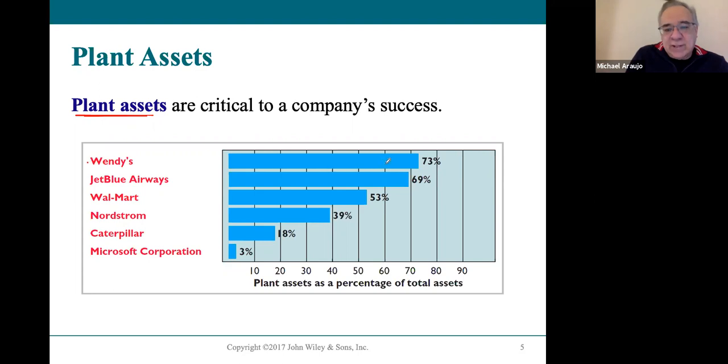And so they obviously have a lot. Obviously, airlines have a lot of fixed assets because those are the planes. No plane, no airline. They have lots of that type of equipment. But as you keep going down, other companies may not necessarily need a lot of property, plant, equipment to function, as you see.